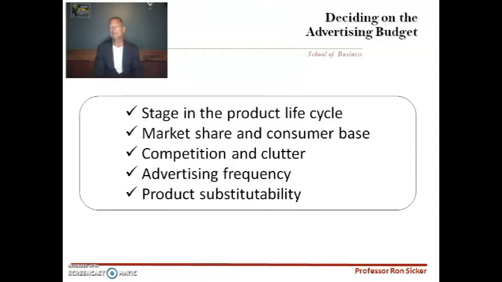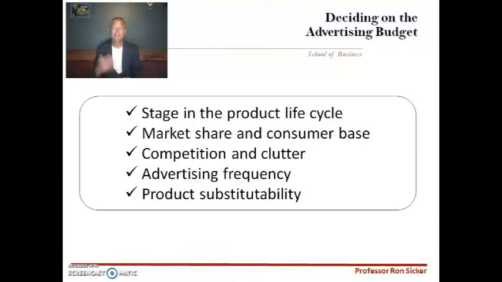So you got to decide on the advertising budget. Oftentimes people use a percentage of sales. Now you got to remember, it's not a one-to-one. For every dollar of advertising you spend, you're not going to get a dollar of sales. If you did, everybody would advertise all the time.